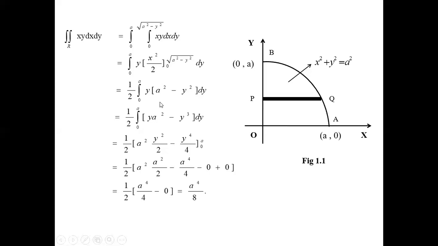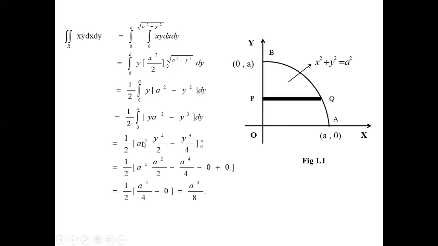Then take this y inside. Then you get 1 by 2 integration from 0 to a, y into a square minus y into y square is y cube, into dy. Then integrate this with respect to y between the limits 0 to a. Then a square is a constant, y becomes y square by 2, then minus y raised to 4 upon 4 between the limits 0 to a. Then go on putting the limits.